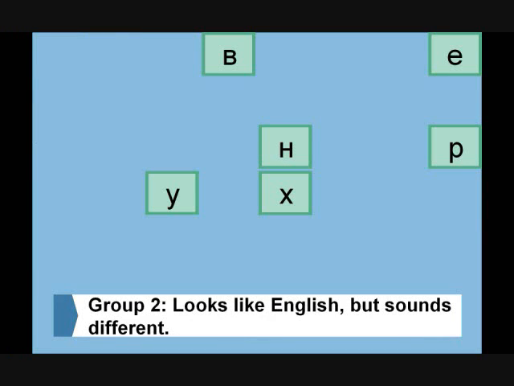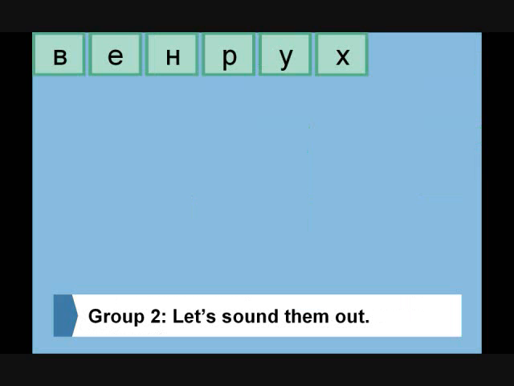These letters look like Latin letters, but have different sounds than their equivalents in the English language. Note that each of these letters can still be easily pronounced by an English language speaker. Let's sound out each of these letters one by one. The first letter in Group 2 looks like the letter B in English. In Kabardian, this letter makes the V sound, like in the word for bull, V. Listen and repeat. V, V.